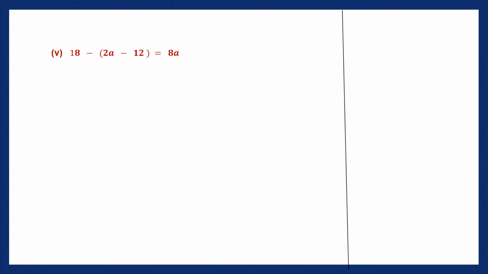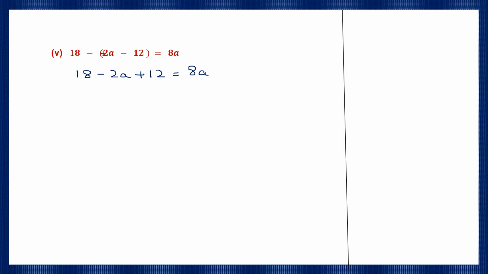Question 5. So let's start. 18. Now we're going to open the brackets here. Before we open the brackets, let's see the sign before the bracket. If the sign is minus, that means the sign of all the terms inside the bracket will change. So this is minus, so plus 2a will now become minus 2a, minus 12 becomes plus 12, and this is equal to 8a. Now let's continue.